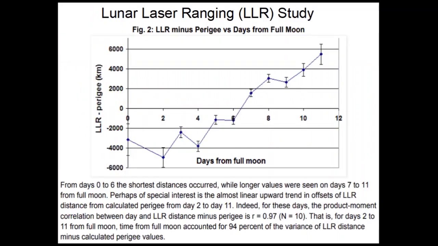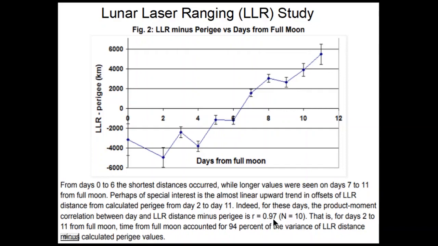From days 0 to 6, the shortest distances occurred, while longer values were seen in days 7 to 11 from full moon. Perhaps of special interest is the almost linear trend in offsets of LLR distance from calculated perigee from day 2 to day 11. Almost linear. Indeed, these days analyze the product moment correlation between day and LLR distance minus perigee is 0.97.